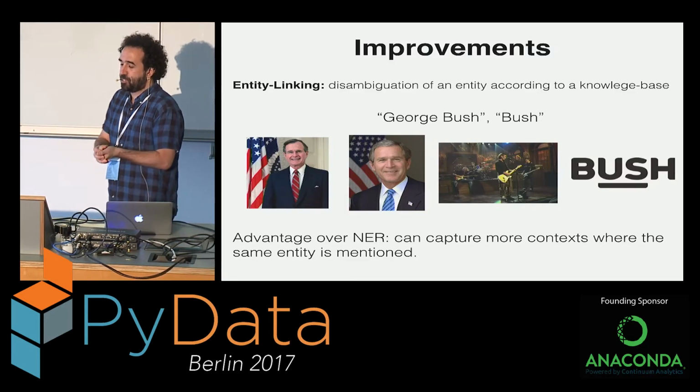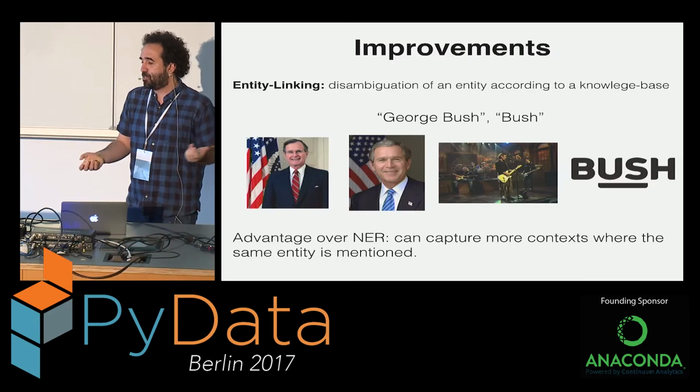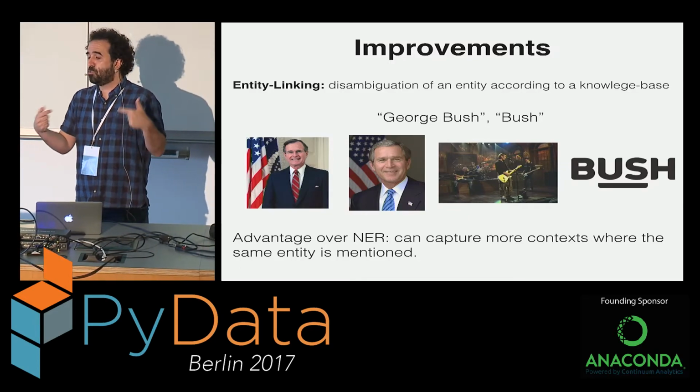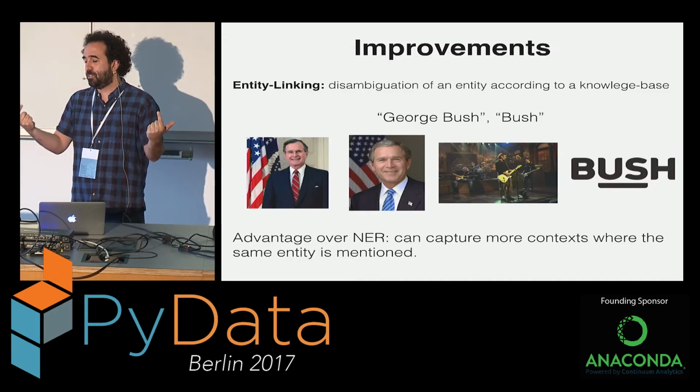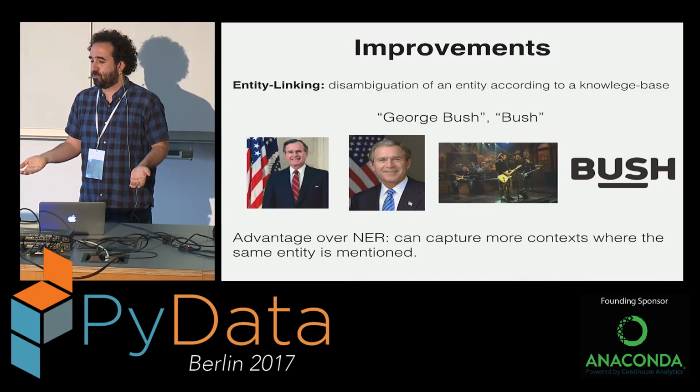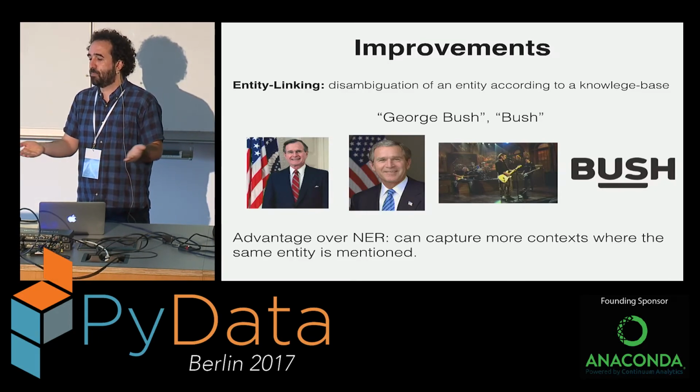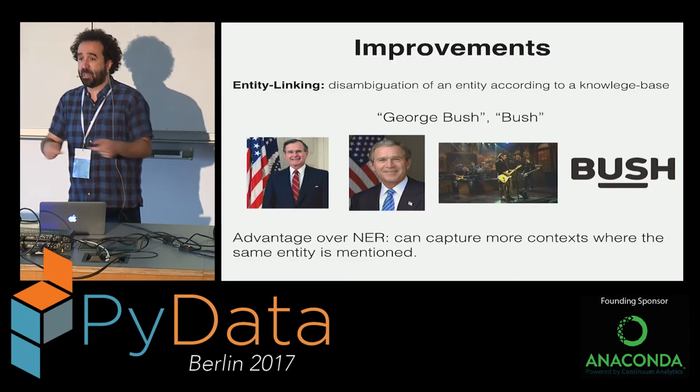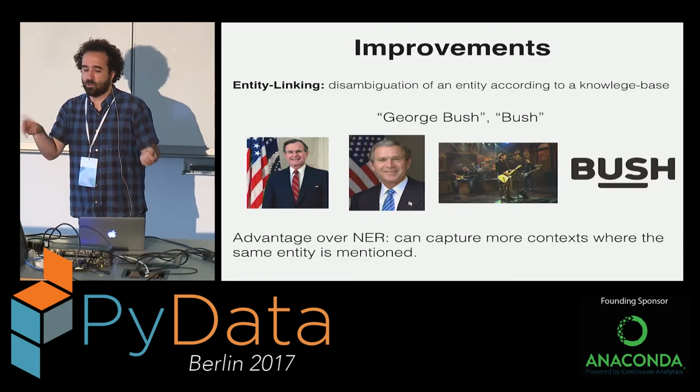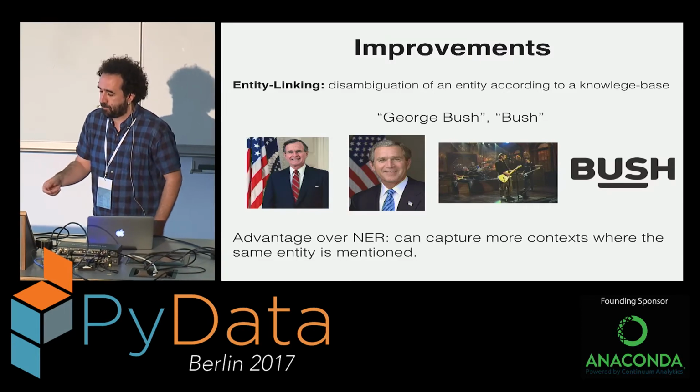The main advantage of this is that, instead of giving string names, you give identifiers to entities, and you have many more contexts where those entities occur, because the same entity can be mentioned by different surface strings, and the system is already aware of this.